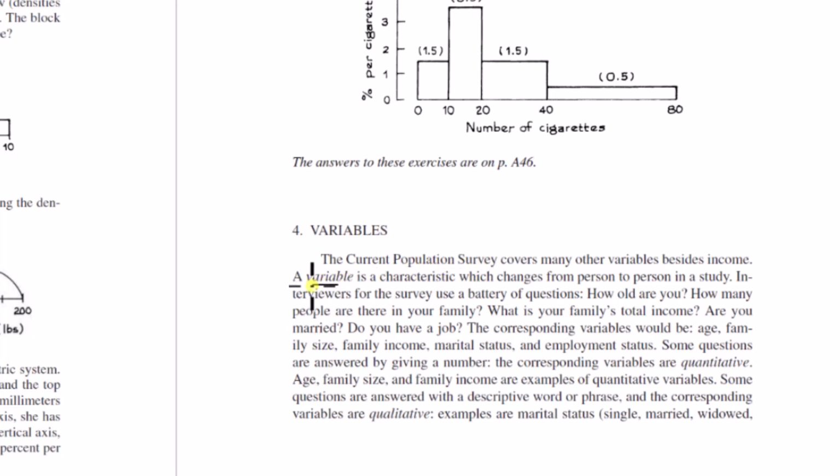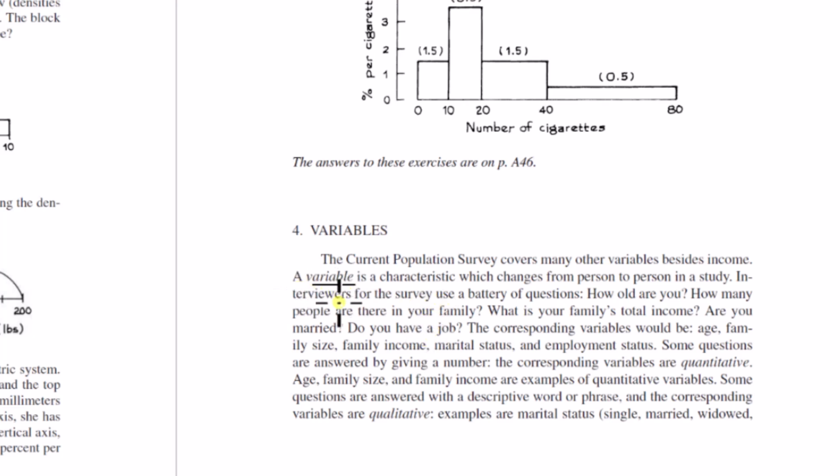A variable is a characteristic which changes from person to person in a study. Interviewers for the survey use a battery of questions. How old are you? How many people are there in your family? What is your family's total income? Are you married? Do you have a job? So a variable changes from person to person.